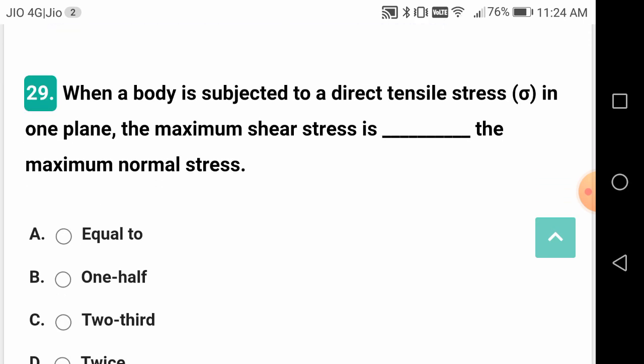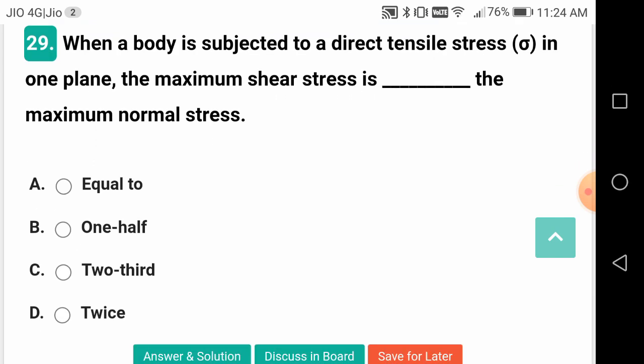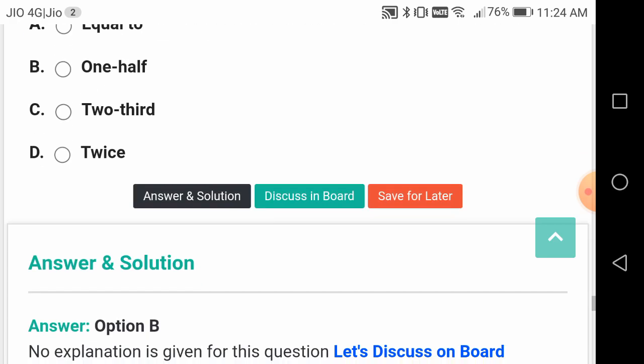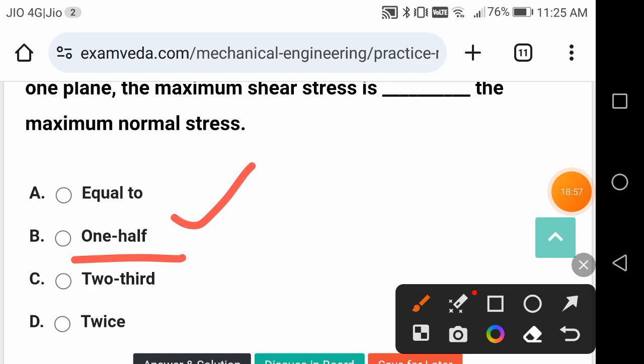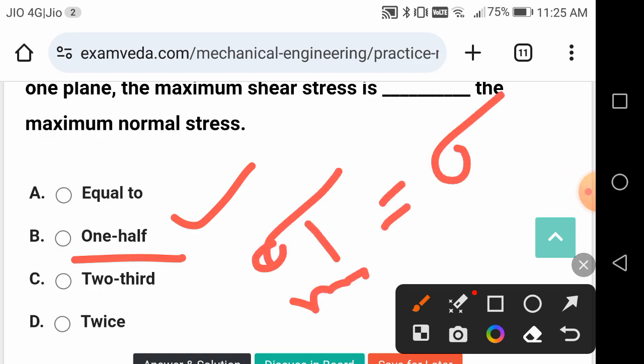When a body is subject to a direct tensile stress sigma in one plane, the maximum shear stress is dash the maximum normal stress. It is B, the maximum shear stress. Tau max is equal to sigma max by 2.